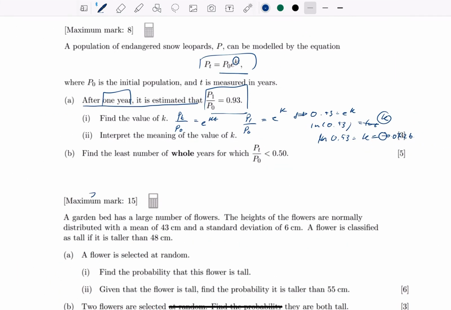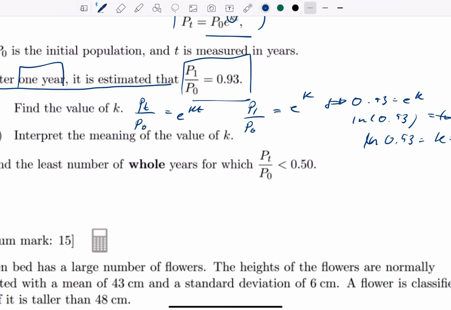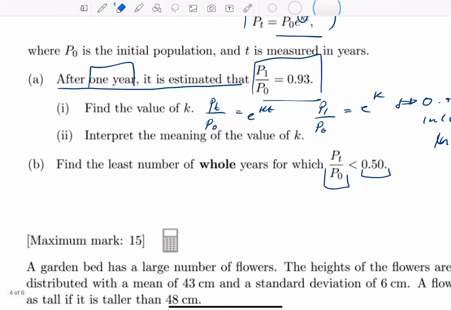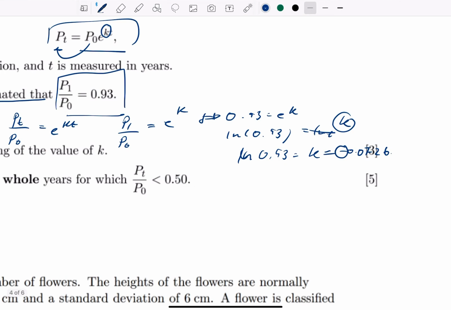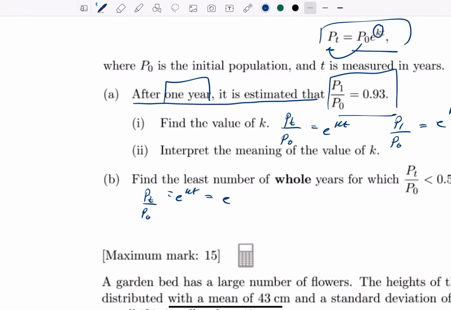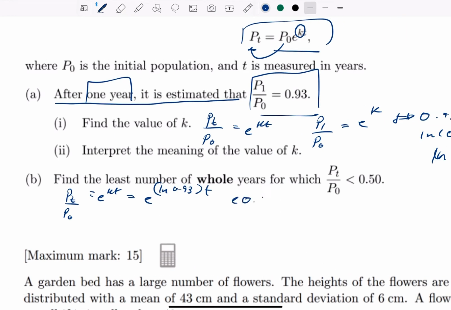So this one is a GDC question, and it's because we have an inequality. And I guess you can do it just with a calculator, but you'd save a lot more time just graphing the function. First of all, remember that P_t over P_0 is just really e^(kt) by our manipulation. And we know what k is. k is just this, so you can plug that in. I'm going to plug in ln of 0.93 because that is the exact value. And we're going to set that as less than 0.50.